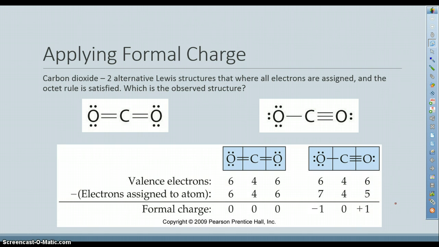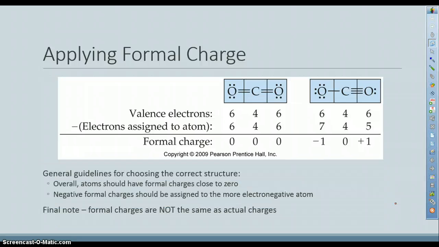So this is how you calculate formal charges for either of these structures. Now, how exactly do you know which one is better? What is the observed structure that is seen experimentally? Well, this is kind of the breakdown. When you apply formal charges, you should just be able to see that you have the 6s, the 4s, 6, whatever, and these are all zeros, and these are all -1s and +1s.